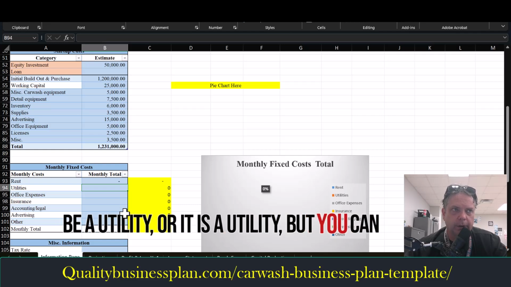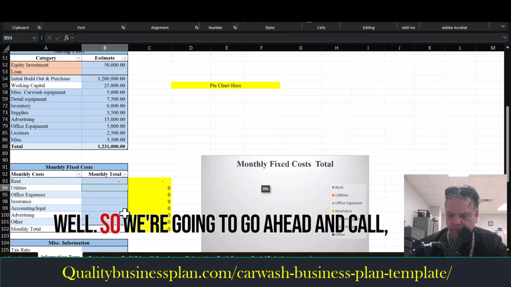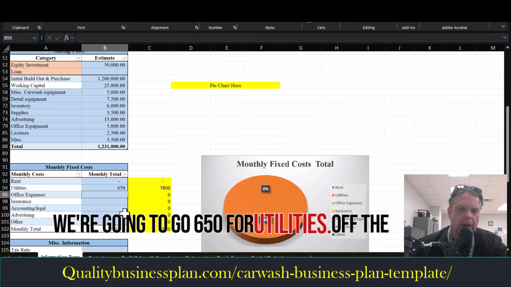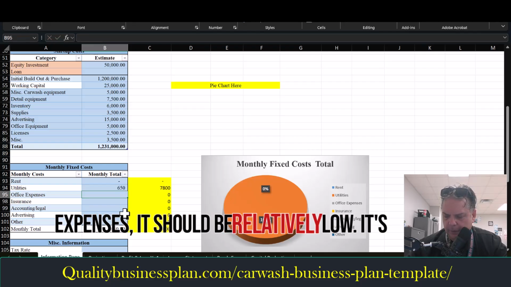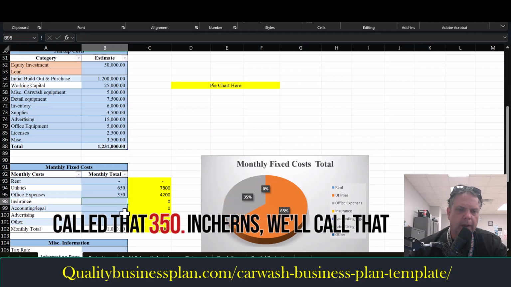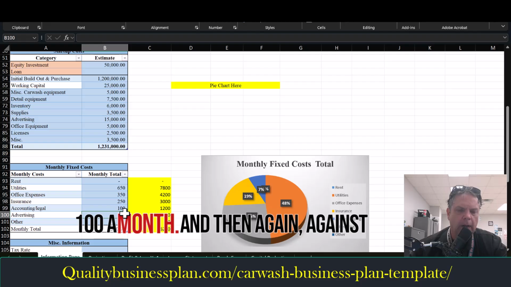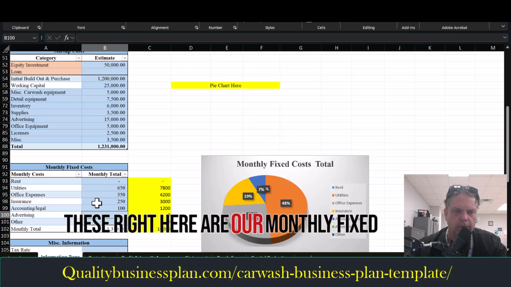Well, it is a utility, but you can also consider that as a variable cost as well. So we're going to go ahead and go $650 for utilities. Office expenses should be relatively low. Let's call that $350. Insurance, we'll call that $250. Accounting and legal, we'll call that $100 a month. And again, these right here are our monthly fixed costs.